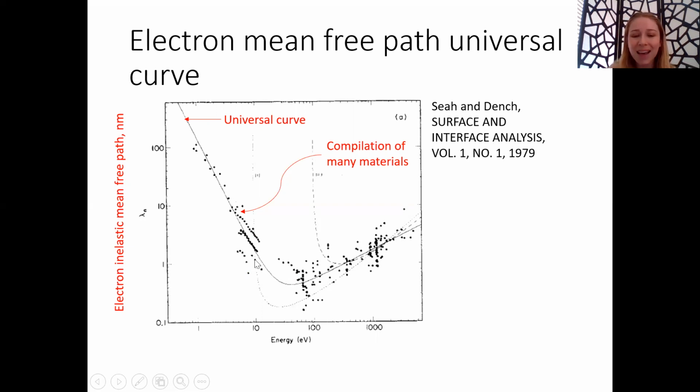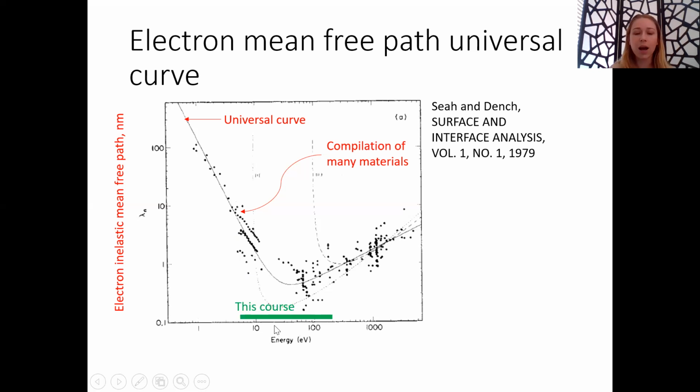And you can see that it has a check mark shape, where at low photon energy you start to get larger mean free path, and then at higher photon energy you also start to get a larger mean free path. The data points here are a compilation of many materials, which is why it's called a universal curve. Usually when we discuss electron mean free path, we just use the line on this universal curve. We don't consider materials differences because they're secondary to differences between different energies.